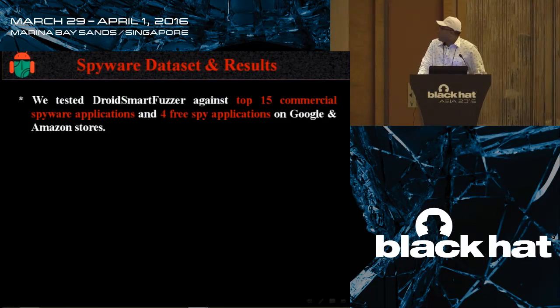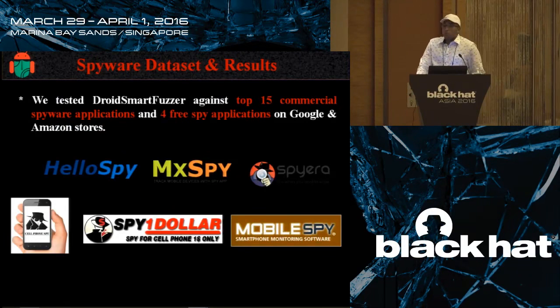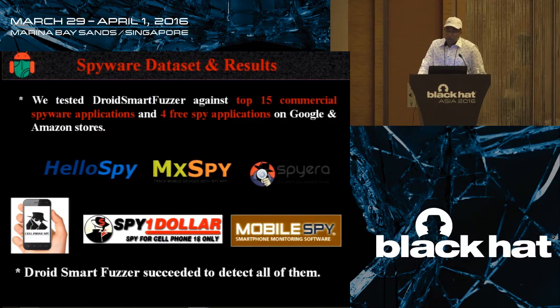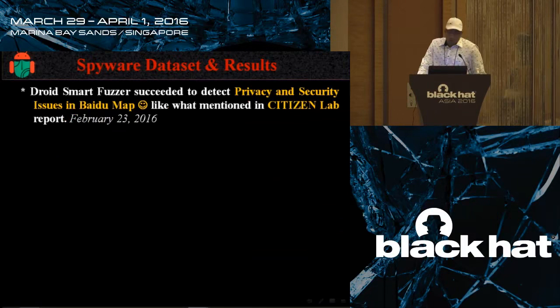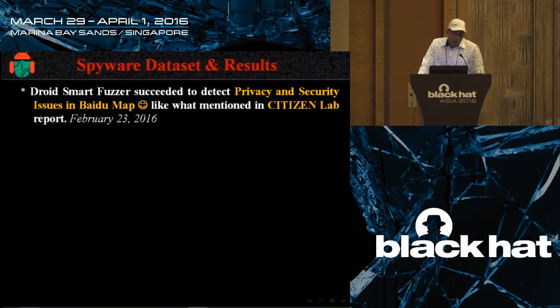We tested our Droid Smart Fuzzer against the top 15 commercial spyware applications and 4 free spy applications on Google Play and Amazon stores. This is some of the commercial spyware applications. Droid Smart Fuzzer succeeded in detecting all of them. Droid Smart Fuzzer is not only used to detect the commercial spy applications, but also has its success story in detecting one of the Baidu applications, which is Baidu Map.